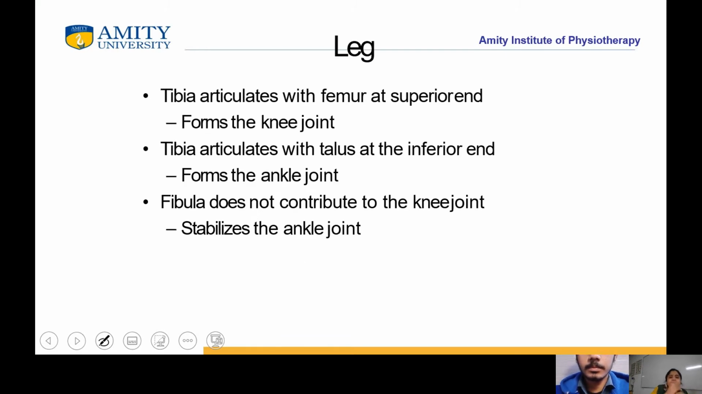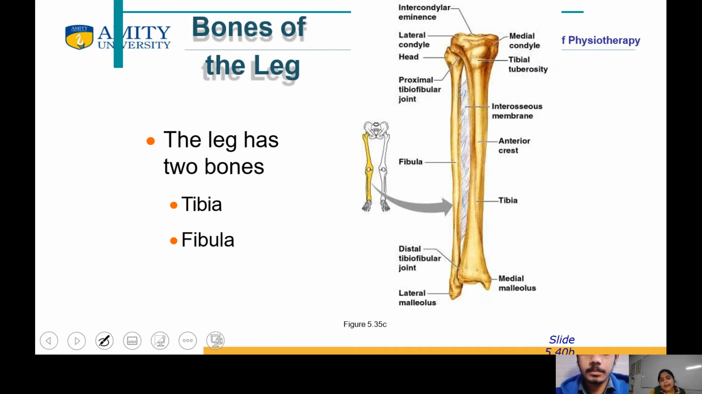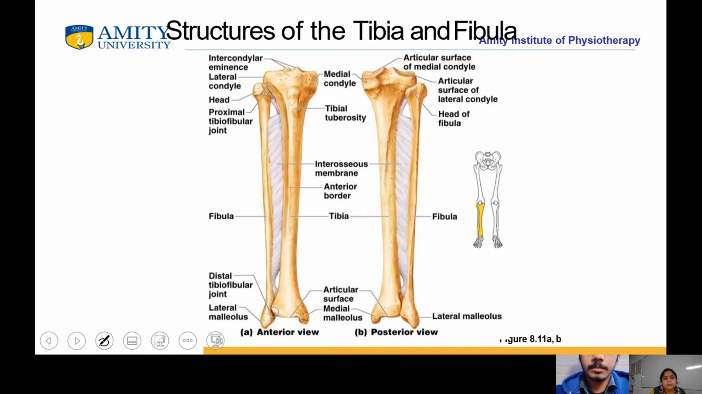The tibia is articulating with the femur to form the knee joint. The tibia is articulating with the talus inferiorly to form the ankle joint. And fibula does not contribute in the formation of the knee joint, but fibula stabilizes the ankle joint. Now the bones of the leg, tibia and fibula, form two joints. Proximally it is the proximal tibiofibular joint and distally it is the distal tibiofibular joint.